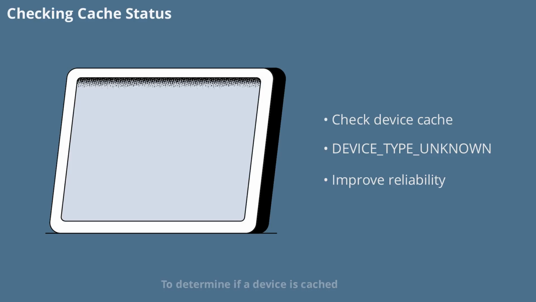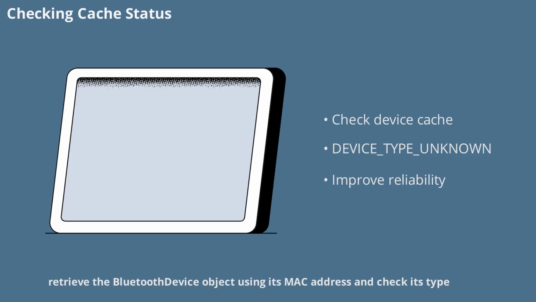To determine if a device is cached, retrieve the Bluetooth device object using its MAC address and check its type. If the device type is DEVICE_TYPE_UNKNOWN, it's not cached. This information is vital for deciding whether you need to scan again or can reconnect directly. Proper cache handling improves user experience and app reliability.